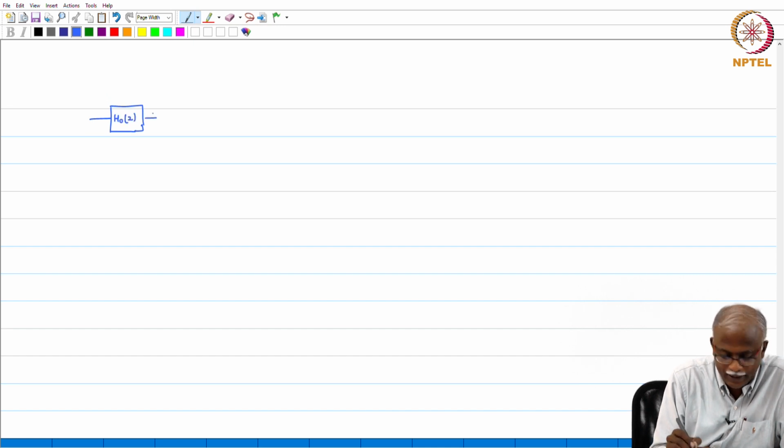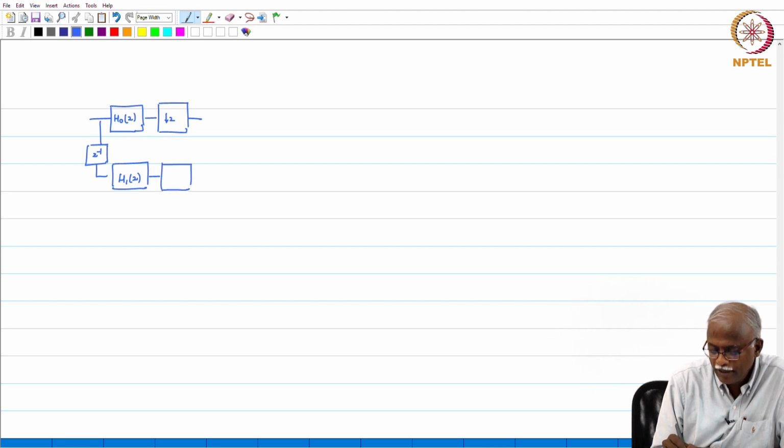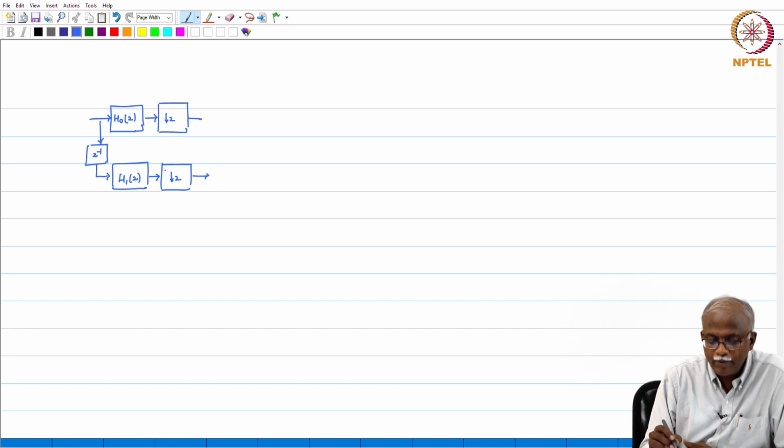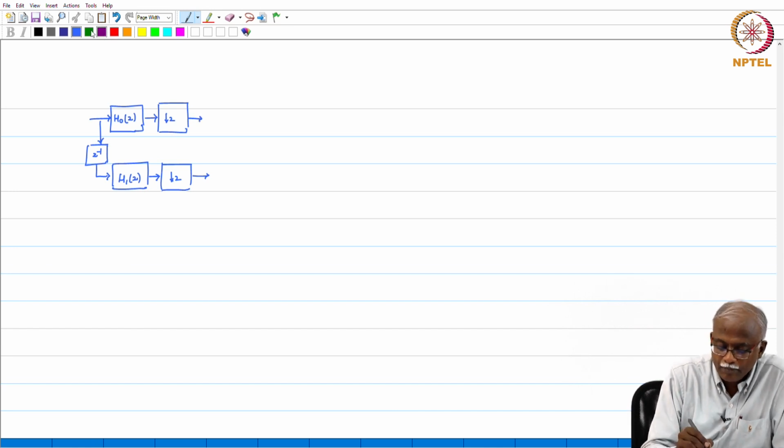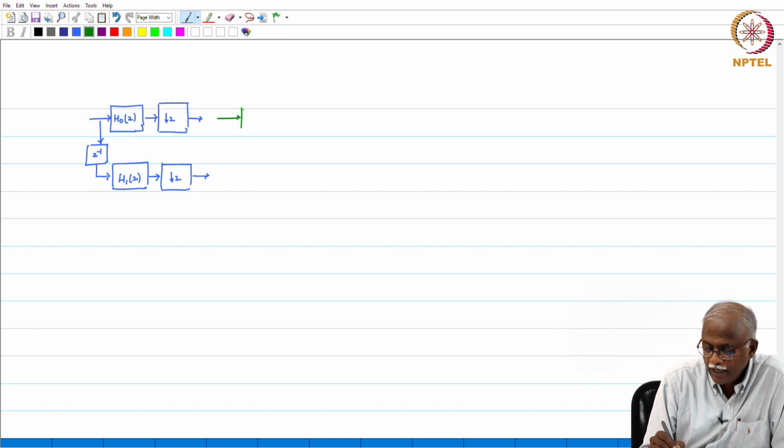H naught of z, downsampled by a factor of 2. On this branch we have a delay z inverse followed by H1 of z, followed by a downsampling by a factor of 2. Okay, and then of course we will have the upsampling and the synthesis filters. Let us draw the complete picture. Then picking it up from here, we have the upsampling by a factor of 2.